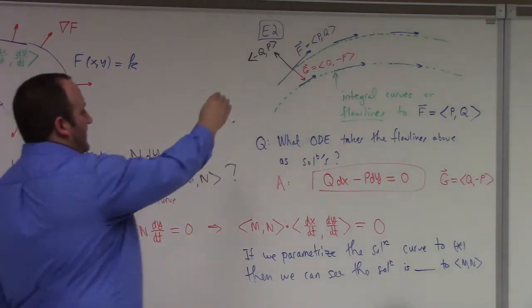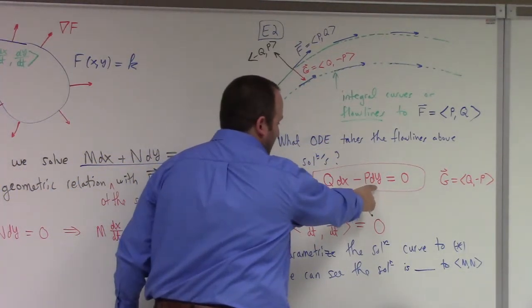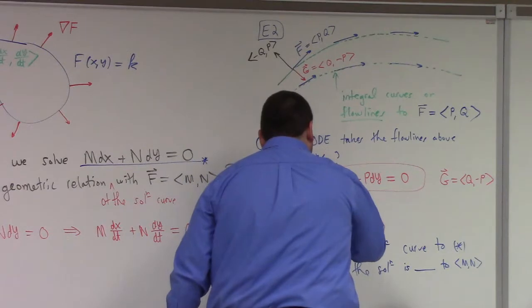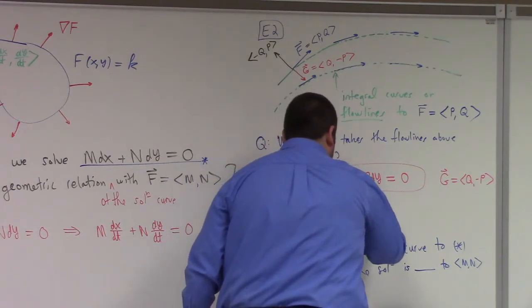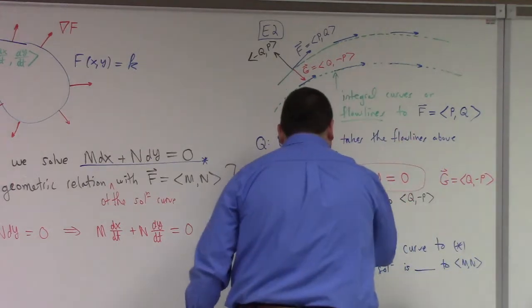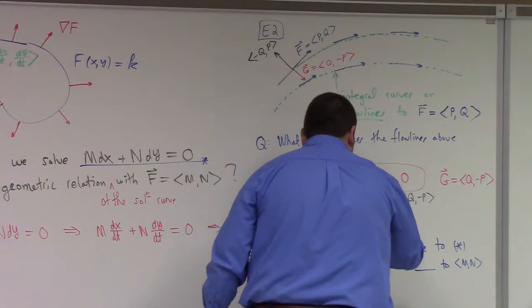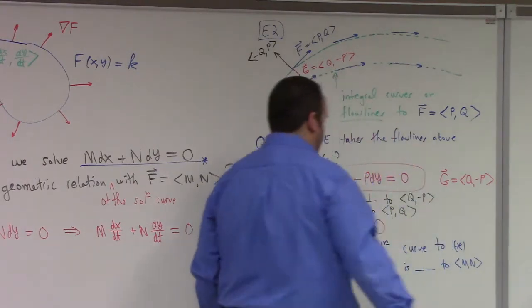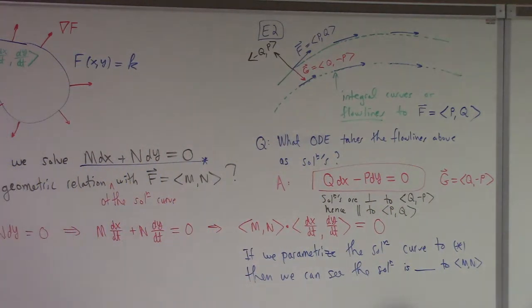Either of those directions is perpendicular to the other one. So if I find solutions of this, what do we say? Solutions are perpendicular to (q, minus p), hence parallel to (p, q). If it's perpendicular to either the red or the black arrow in my example, that means it's parallel with the flow, with the vector field which we're trying to find the flow lines to.